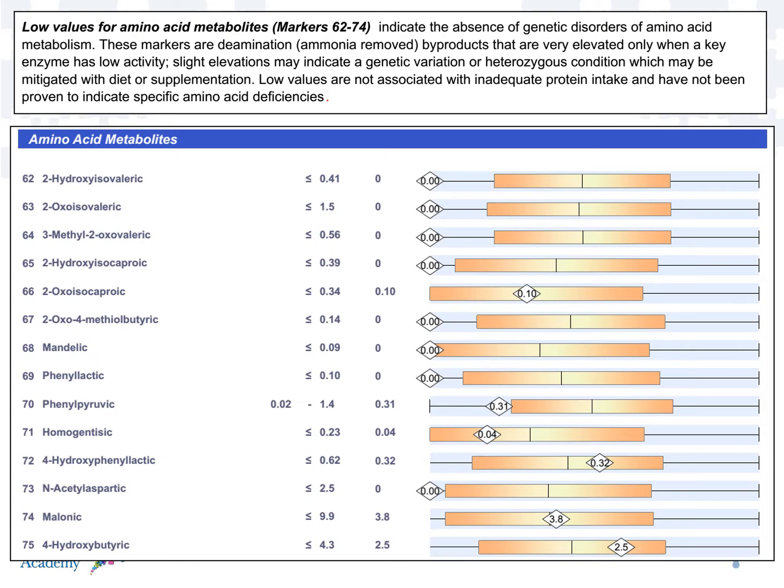Some of these genetic disorders are quite rare. So again, any organic acid test on the market will have some of these markers or many of these markers, and they're only significant when high, and usually from a genetic standpoint, quite elevated.